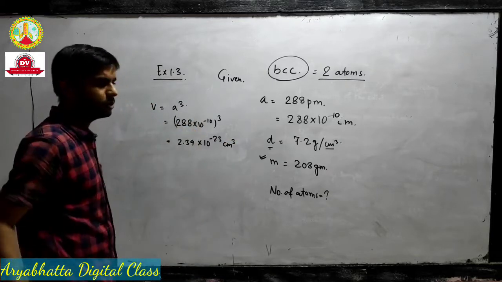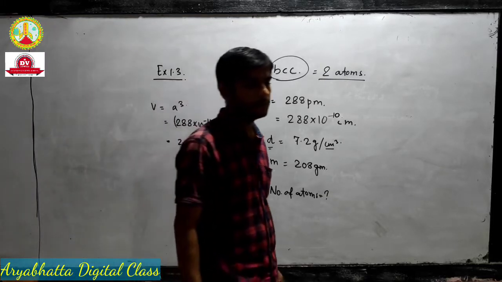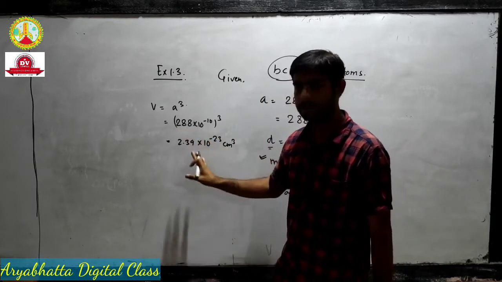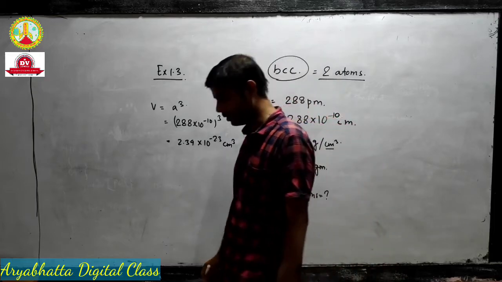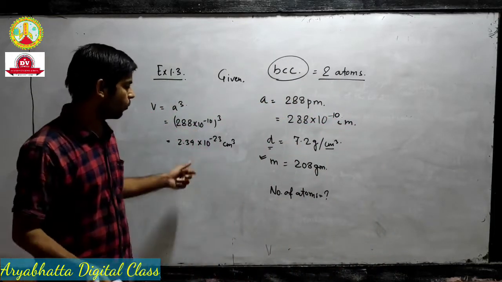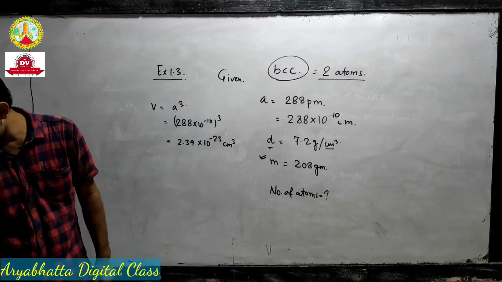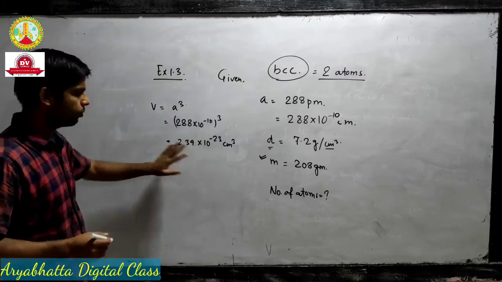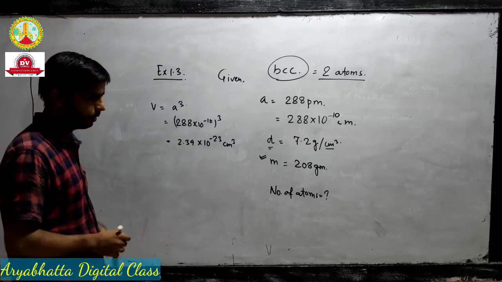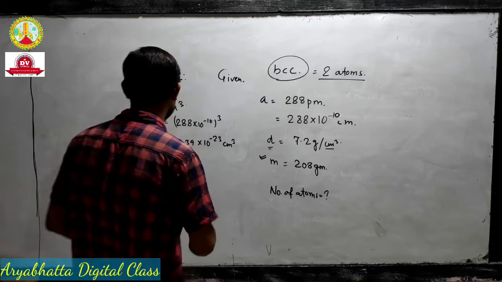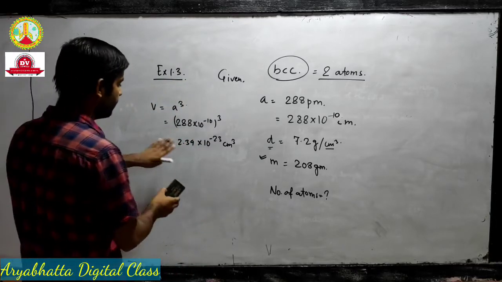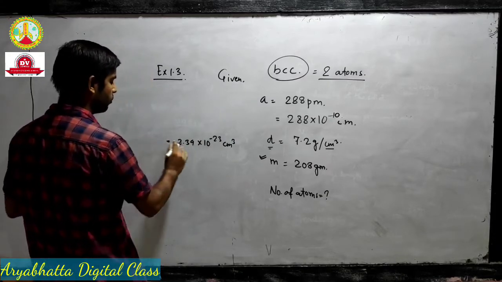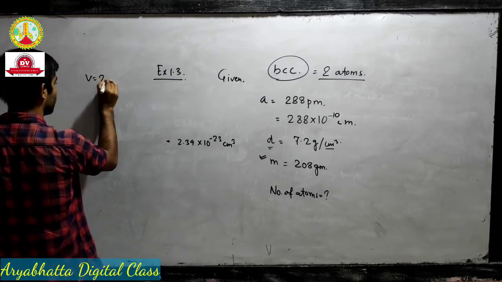I am not multiplying this because I am not appearing in the exam. You have to solve it, the arithmetic part you have to do yourself, so practice these calculations. This is the volume of a single unit cell. Now we will keep this value, so let's write it down here separately.